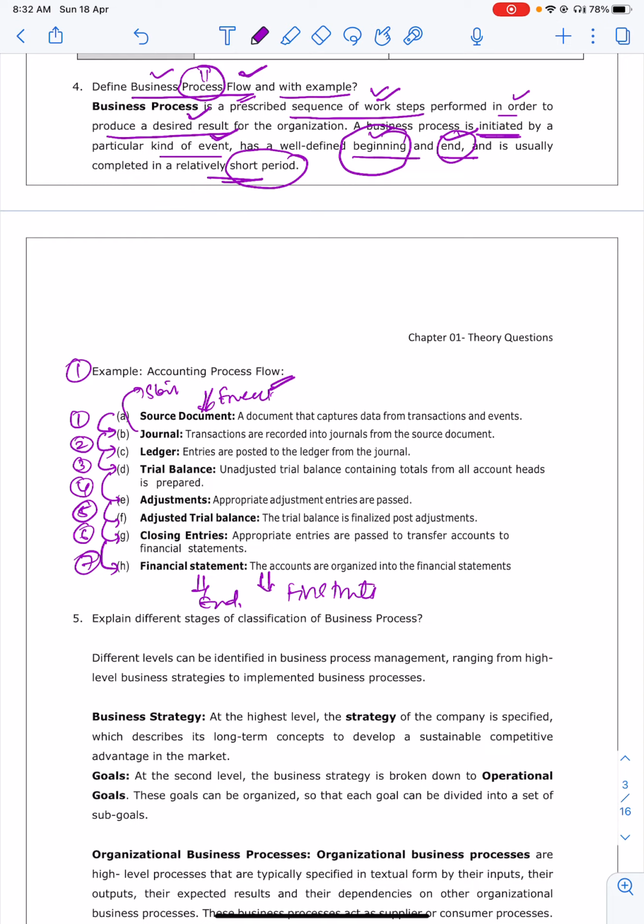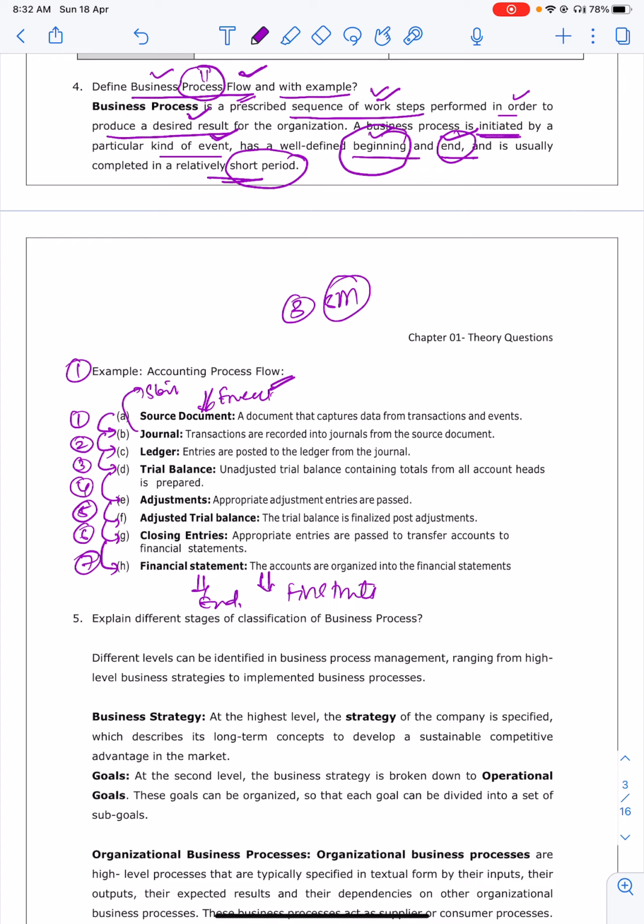Business process flow is nothing but a prescribed sequence of steps performed in order to produce a desired result. And a business process is initiated by a particular kind of event which has a definite beginning and definite ending, and which will be completed in a short span of time. Okay, so this is one example, and you have three other examples in your study material. Just refer to them and see how the steps are made.